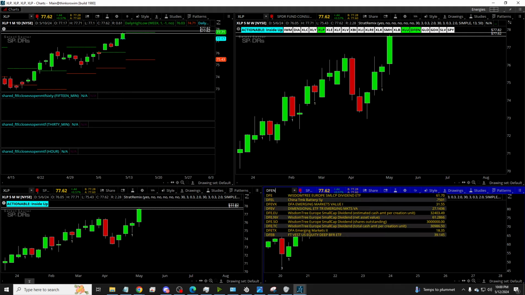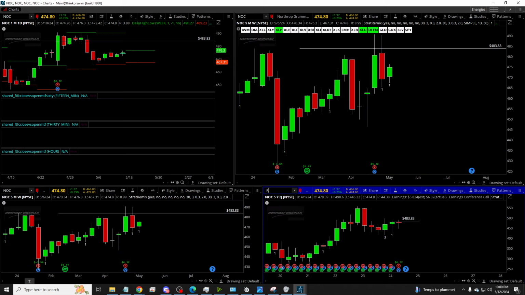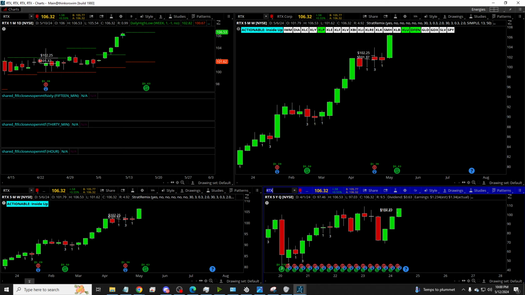And then defense stocks, DFEN being a little bit stronger. It's really, let me get in here, GD and RTX. So GD had the 3-1-2 week up. RTX had the 3-1-2 week up. And those just really got going last week. Didn't spend too much time there, but up they go.